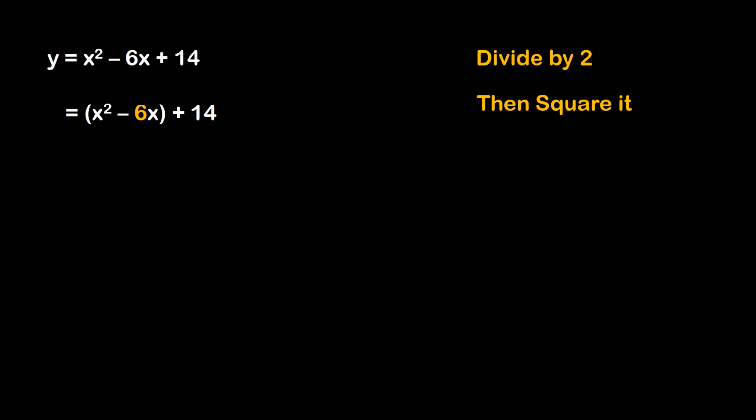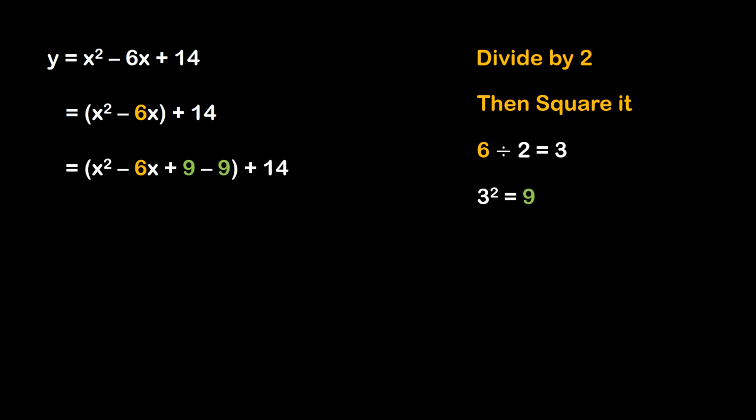So in this case, we have 6, so we are going to do 6 divided by 2 is equal to 3, and then we are going to square 3 to get 9. Okay, so we have divided 6 by 2 and then squared it. Once we have that value, we are going to both add and subtract it to the expression inside of the brackets. So we will have plus 9 and minus 9.